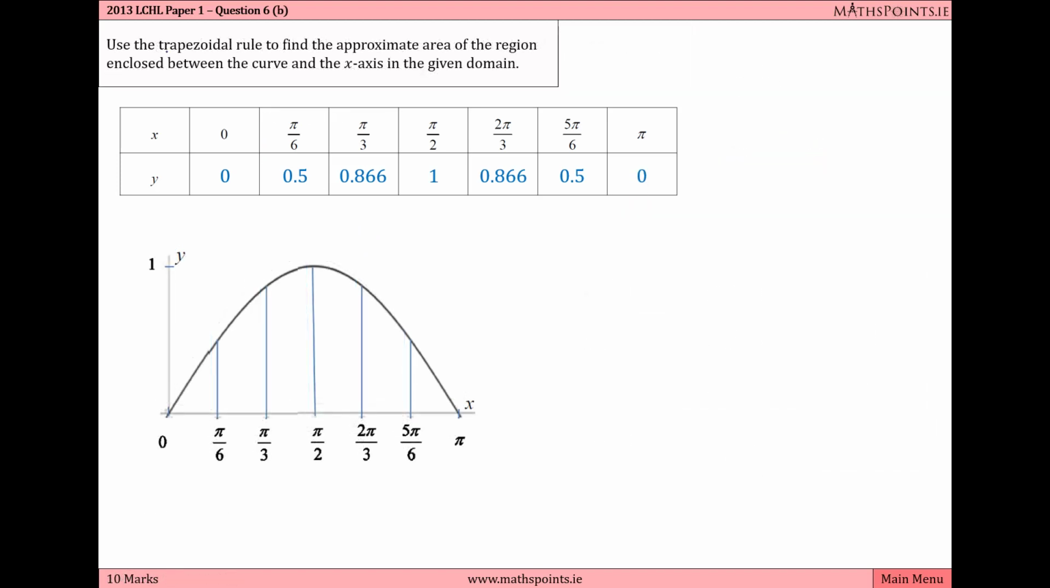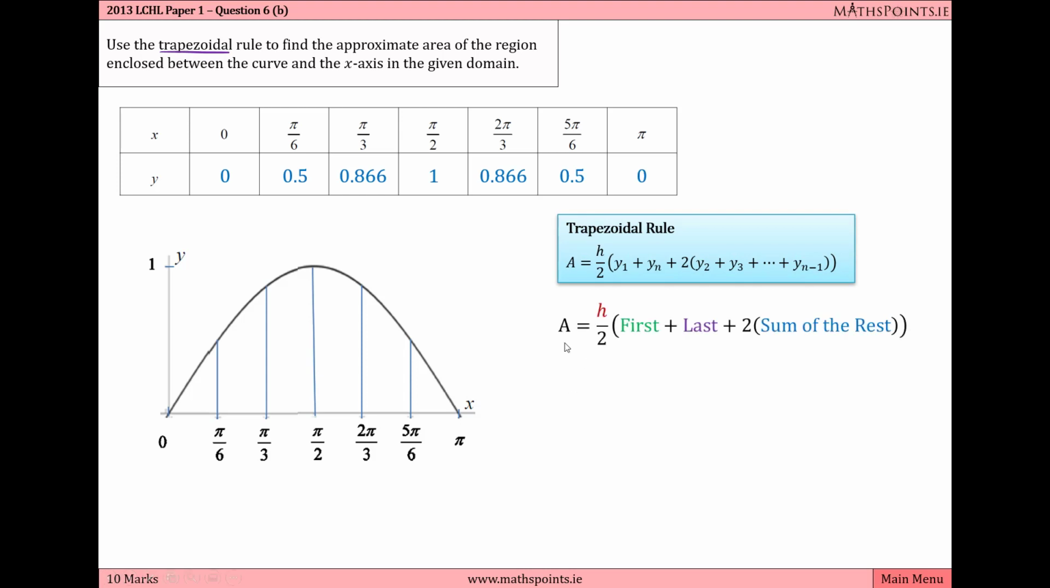The B part then asks us to use the trapezoidal rule to find an approximate area of the region enclosed between the curve and the x-axis in the given domain. So the trapezoidal rule is in our tables, and a useful way to remember it is that the estimated area will be equal to h over 2 on the first plus the last plus 2 times the sum of the rest, where h is the interval size, in this case the step between the x values, pi over 6.